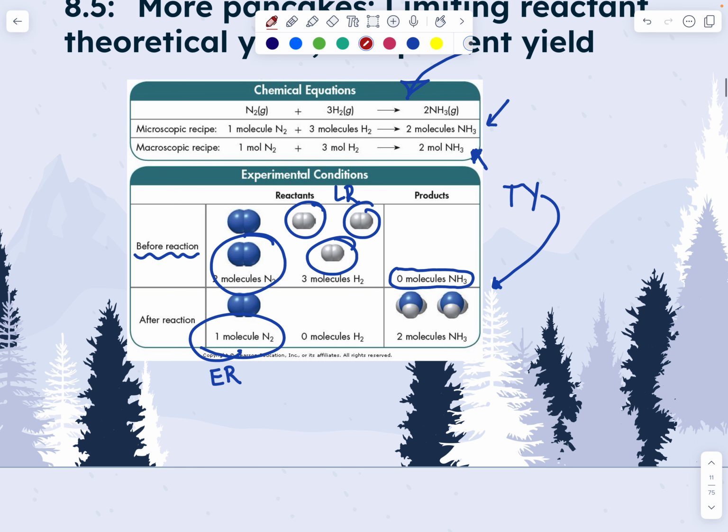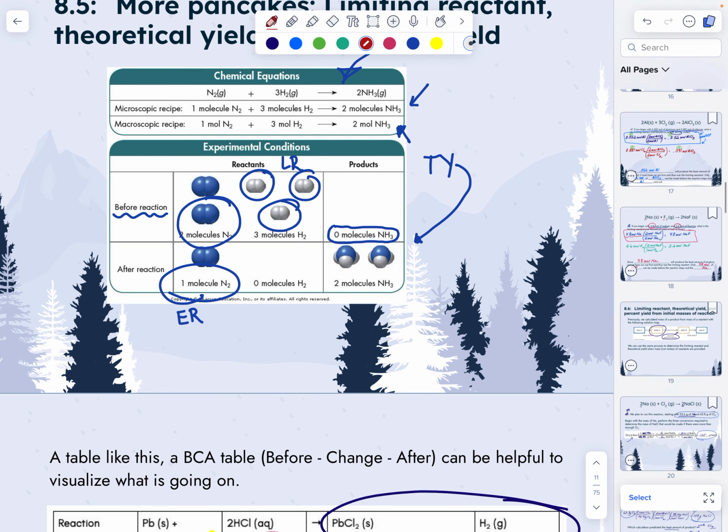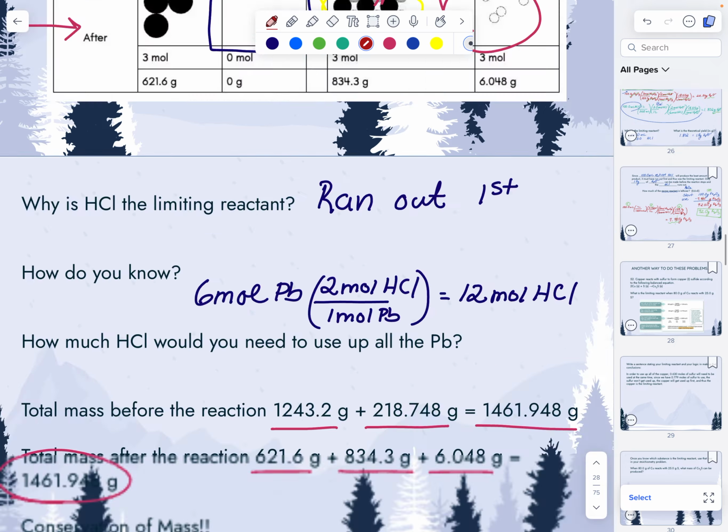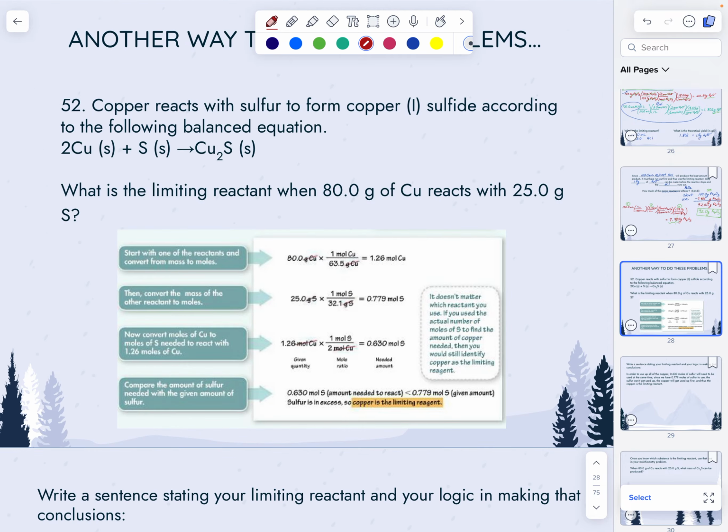Okay, that's how we're going to approach these problems. These can get a little bit tricky, so if you get confused, go back to the picture ones. Do I have enough of reactant 2 to use up all of my first reactant, reactant 1? So here is the problem that we're going to be looking at. Copper reacts with sulfur to form copper(I) sulfide according to the following balanced equation. There's the balanced chemical equation there. What is the limiting reactant when 80 grams of copper reacts with 25 grams of sulfur?